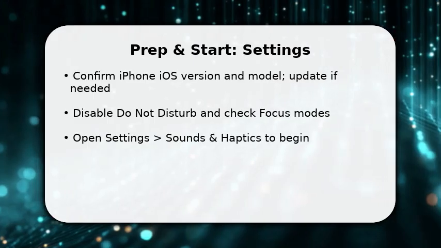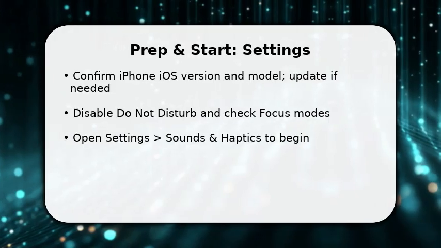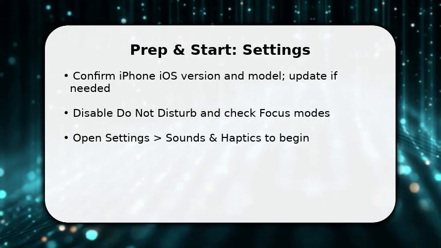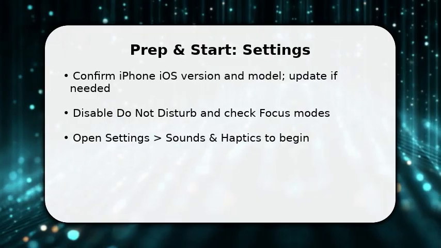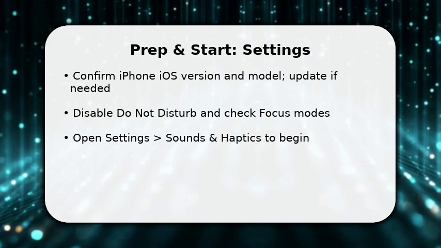You need to understand that the ringer and alert slider controls alarm volume, so increasing it raises alarm loudness across the clock app. Make sure Change with Buttons is off if you want a fixed alarm volume. Otherwise, physical buttons will alter this slider.